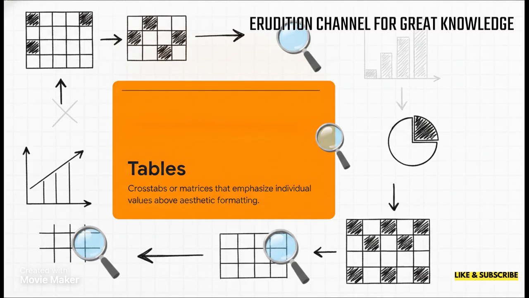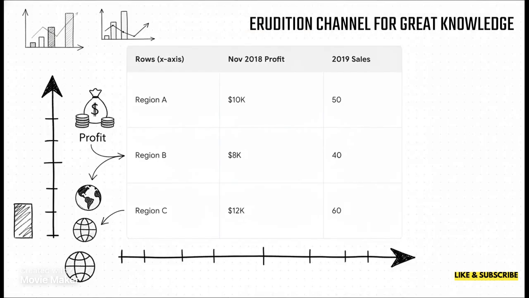Analysts often refer to tables as crosstabs or matrices, but their defining characteristic, the whole shebang, is that they emphasize raw individual values way above aesthetic formatting. Unlike, say, a pie chart or a line graph that just gives you a general shape or trend of the data, a table's primary job is to give you the exact number. It provides the granular truth entirely without abstraction, and that's what makes it one of the most essential methods for analyzing data. Let's break down the basic anatomy of how these are constructed.